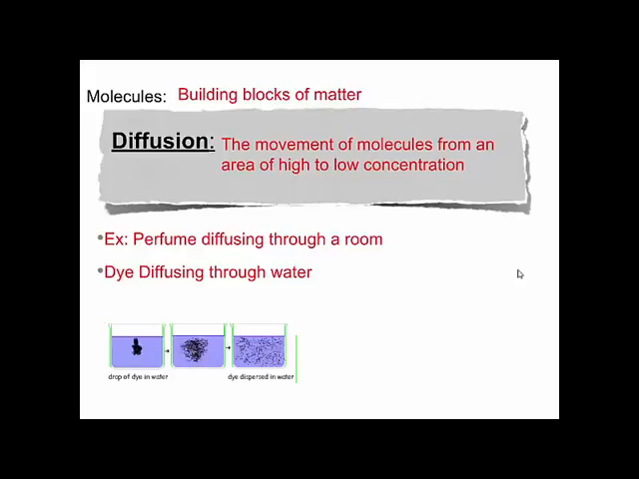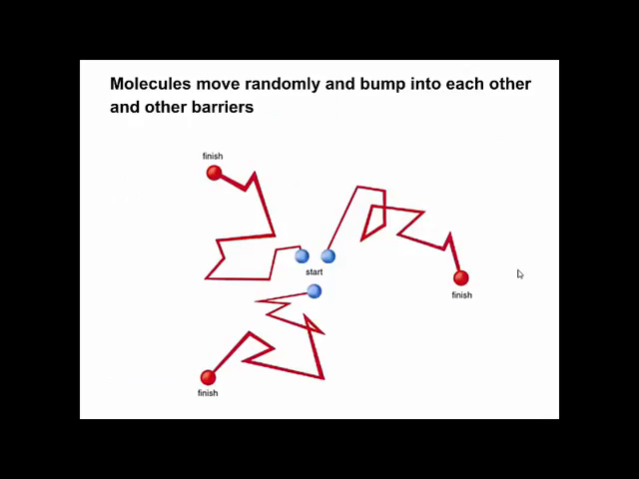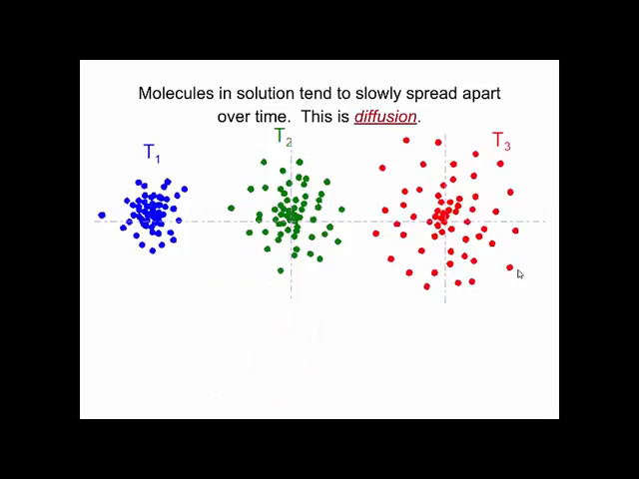If you put a drop of dye in a beaker of water, it starts off as a little droplet, a high concentration of those dye molecules. But over a few minutes, they will diffuse and spread throughout the water. Molecules do this because they're randomly moving and they randomly bump into each other and spread out. That's what diffusion is. So our definition of diffusion is the movement of molecules from an area of high concentration to an area of low concentration.